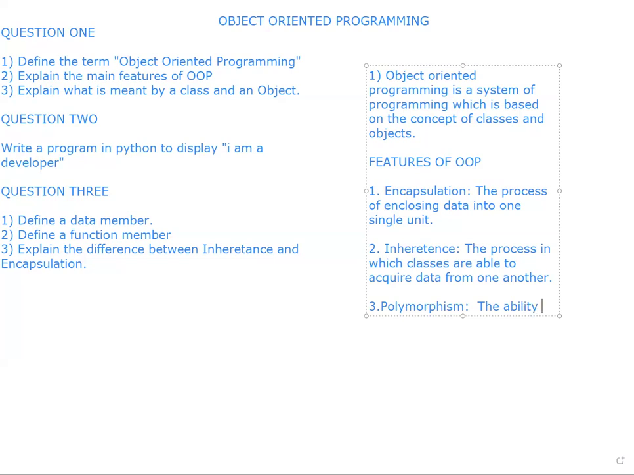So the ability of a program to present data in different forms. Then the fourth feature, of course, is code abstraction.